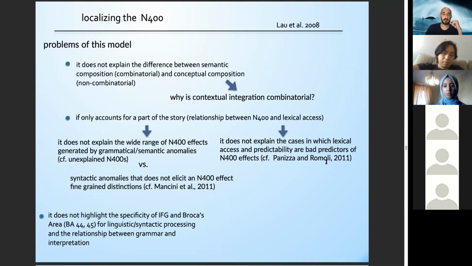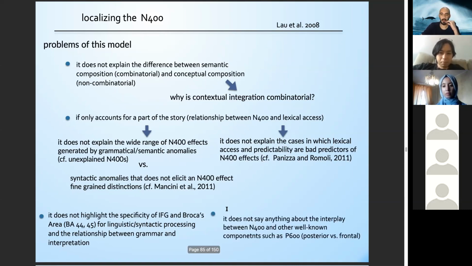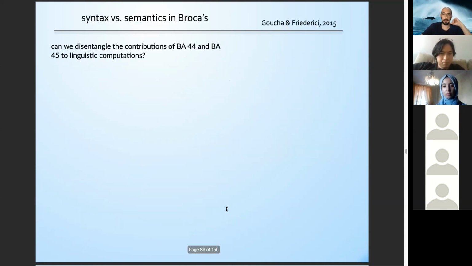And it does not highlight the specificity of the Broca's area for linguistic and syntactic processing. So it's not clear how to integrate this kind of model with more Grodzinsky, Friederici, Zaccarella-like approaches that say that you have merge, for instance, in BA44. Okay, what's the relationship between merge and mediating the activation of lexical representation? And it doesn't say anything about the interplay between the N400 and other well-known components, such as the P600, frontal and posterior. So it's just focused on the N400. But yeah, it's an interesting idea.